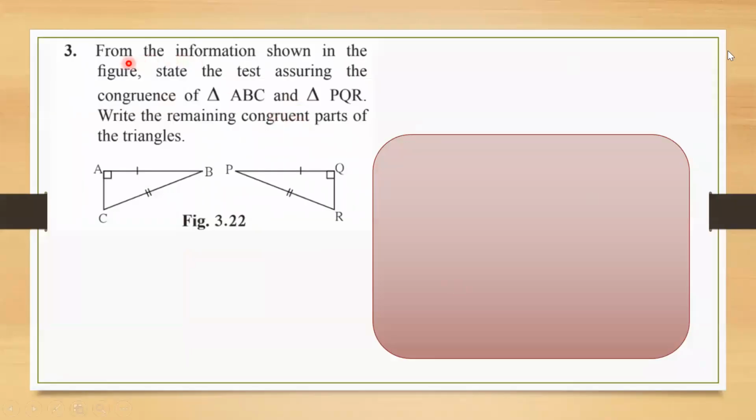So the third question is, from the information shown in the figure, state the test assuring the congruence of triangle ABC and triangle PQR. Write the remaining congruent parts of the triangle. So first you have to write down which sides and angles are marked congruent. Okay, same symbols, where you find them. So while writing down the solution, always write down in the given triangles ABC and PQR. What can you see?